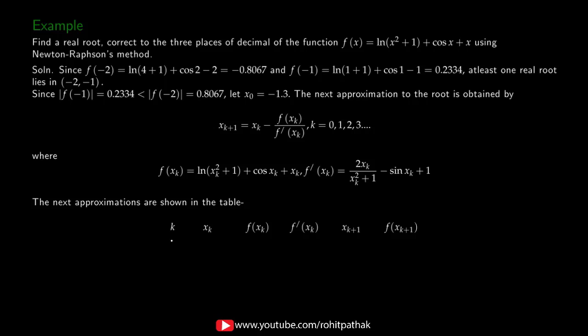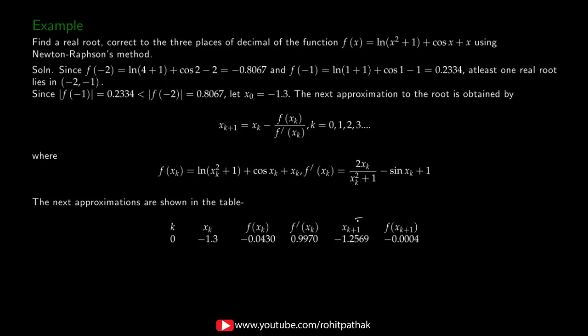For k equal to 0, we have x0 is -1.3, the starting point. And what is f of -1.3? f of -1.3 is from here, and f dash of -1.3 is from here. Find both the values. Put -1.3 here and you will get this value. And f dash of -1.3: put -1.3 in this f dash xk. You get 0.9970.